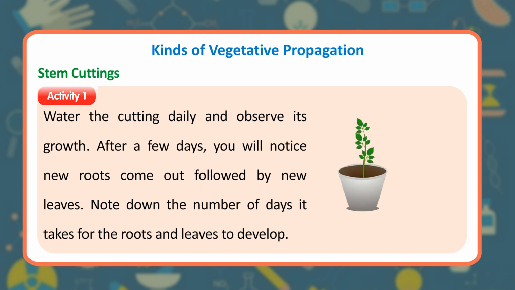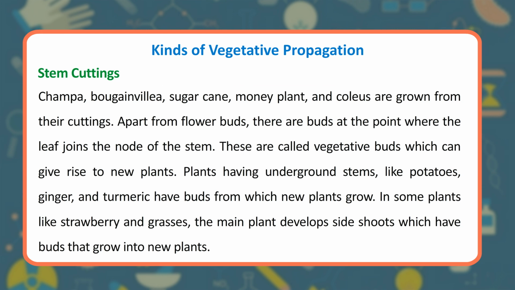After a few days, you will notice new roots come out, followed by new leaves. Note down the number of days it takes for the roots and leaves to develop. Champa, bougainvillea, sugarcane, money plant, and coleus are grown from their cuttings.